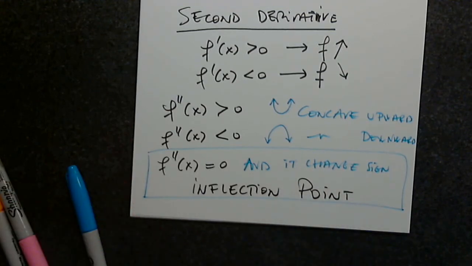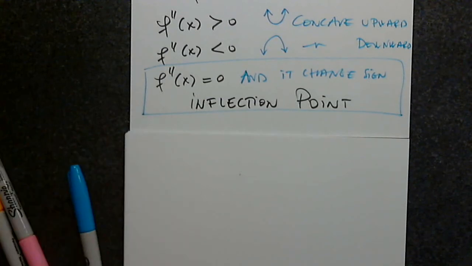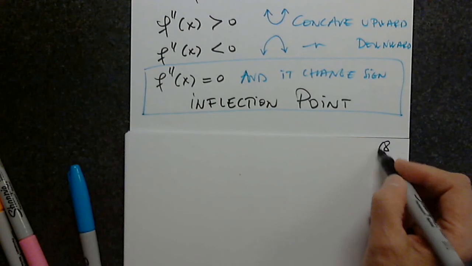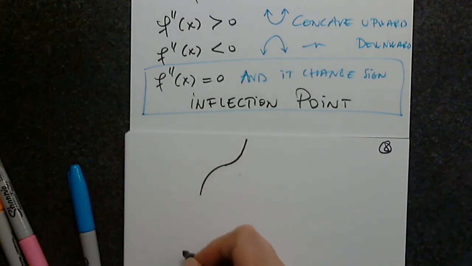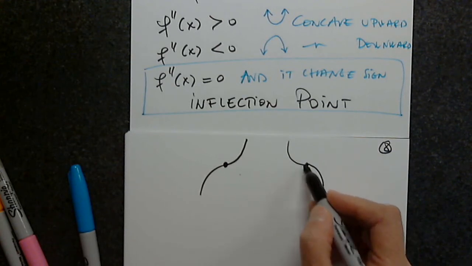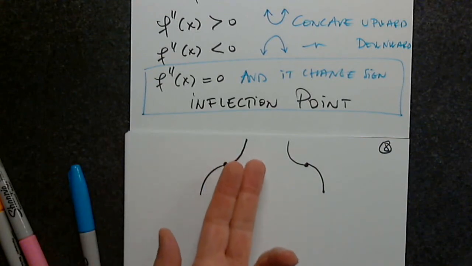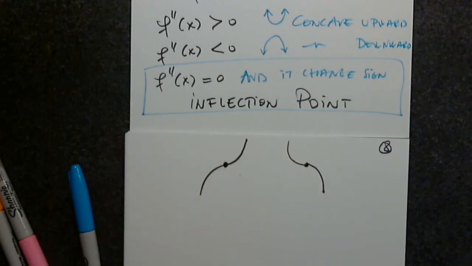It changes concavity from opening upward to opening downward, or vice versa, from opening downward to opening upward. So an inflection point exists when the function is defined, when the second derivative is 0, and the second derivative changes sign. So here are situations from opening downward to opening upward. The point of inflection is right here. Or from opening upward to opening downward. The point of inflection is here. So at that point, number 1, the function is defined. Number 2, the second derivative is 0. And number 3, the second derivative changes sign. It does matter if it's from negative to positive or from positive to negative, but you know what I mean.